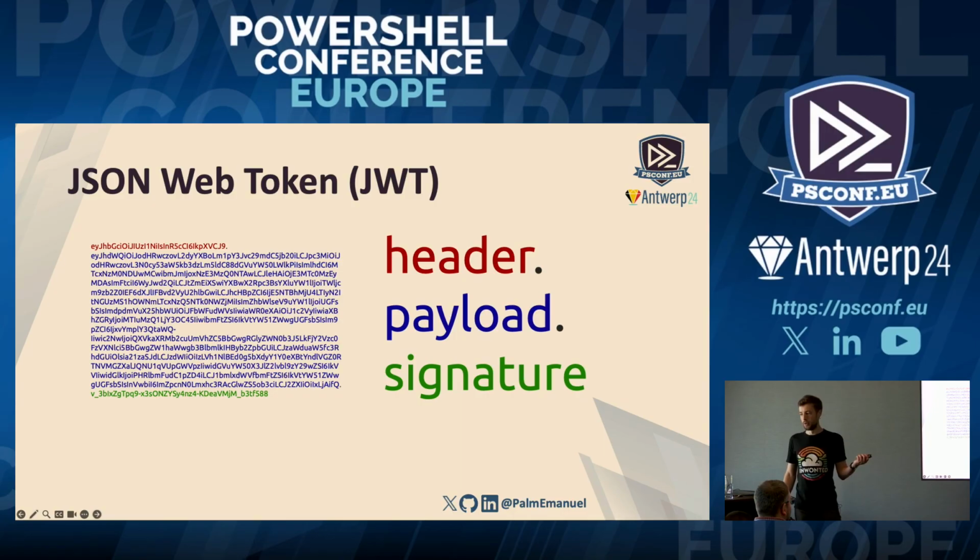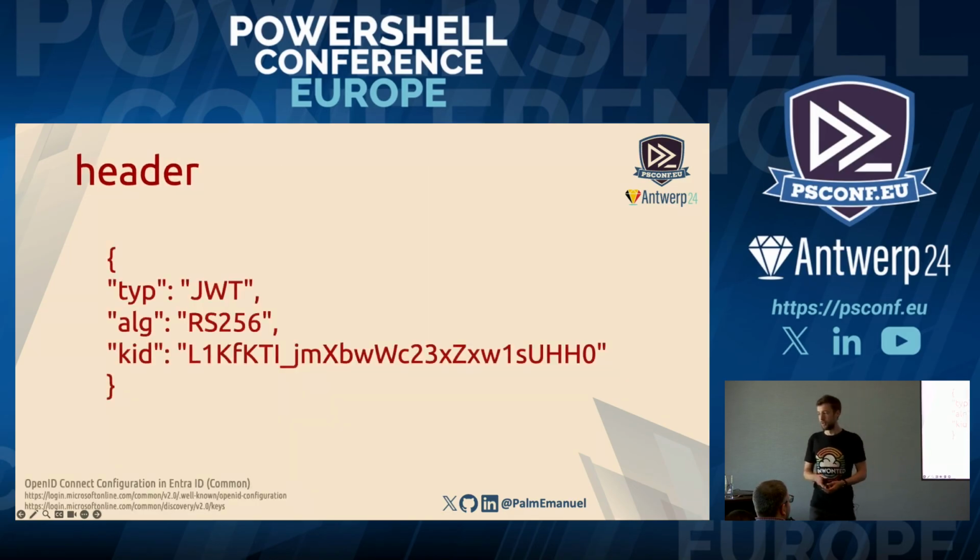Now, it comes in three parts, which is the header in red here, some information separated with a period to the payload, which is most of the information in it, separated with a period to the signature, which is our way to validate that it's actually real. No one modified it or faked the token or anything. So the header, if we decode it, looks a little bit like this.